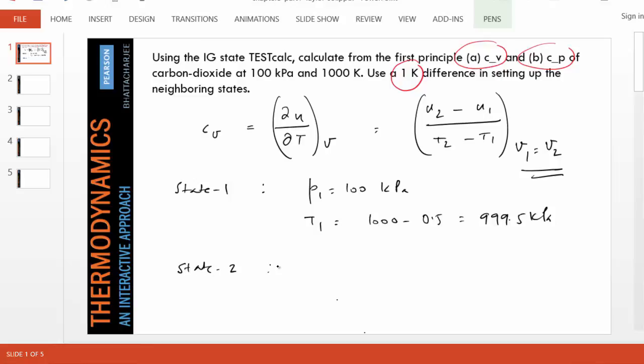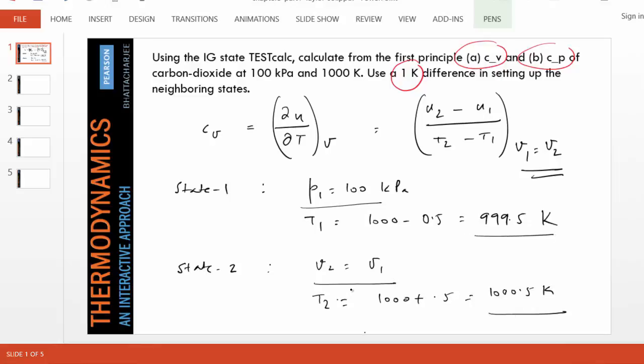What should be our state 2? Well, we don't know what happens to pressure. We know volume remains constant. So V2 must equal V1. And T2 is 1000 plus 0.5, 1000.5 K. Oops, this should be K here. So we are going to set up two states, one with pressure 100 kPa, temperature 999.5, another with volume remaining the same and 1000.5, and we'll figure out what is U2 and U1 and their difference, and from there we can figure out what is CV.